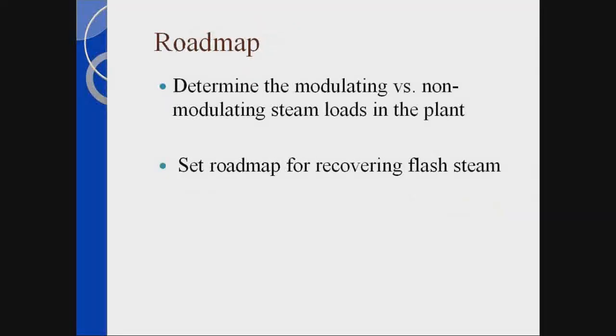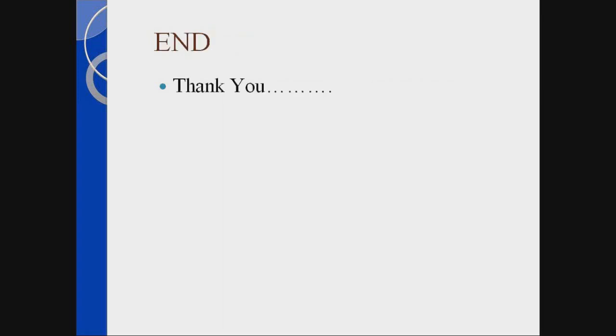Here's your roadmap. Determine the modulating versus non-modulating, which I said before. Set a roadmap for recovering flash. Tell people it took years to get where you're at. It's going to take a couple of years to get back. But for allocations, I was in a discussion this morning, the plant saying, I need a 2-year payback. Recovering flash usually has less than a 6-month payback. It's one of those items that has a great payback. And with that is my conclusion.